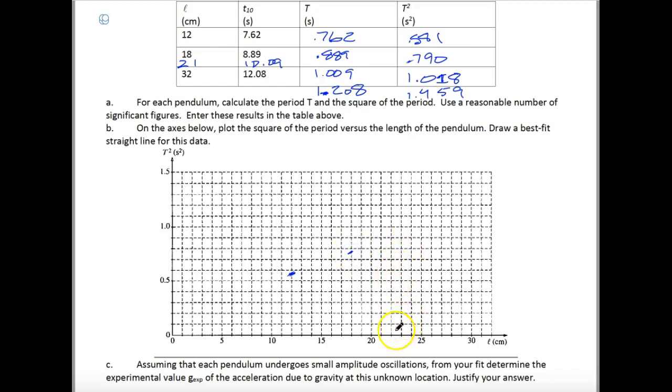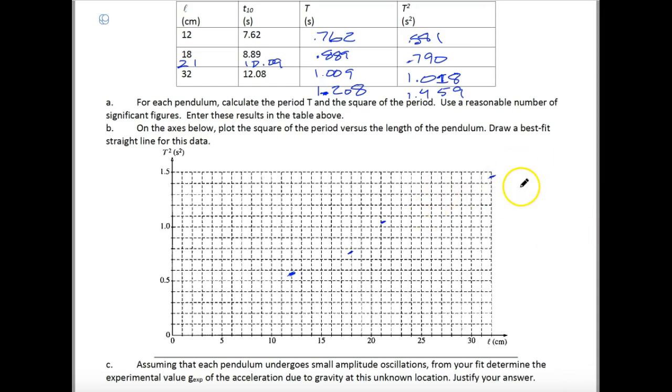The next one is 1.018, and that is at 21. So 21 and 1.018 is probably somewhere about right there. Then we have another one, and it is way out here at 32. It is 1.459, so we're almost at 1.5.